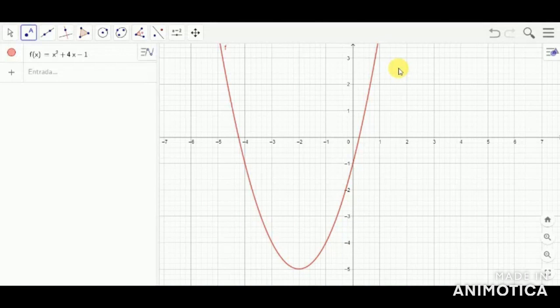Now we have to graph the equation. So let's graph. We put this here and it gives us x squared plus 4x minus 1, and the graph will look like this. And then we have to identify where the axis of symmetry and the vertex are, and it will be at this point, minus 2 comma minus 5. We put a vertex here.